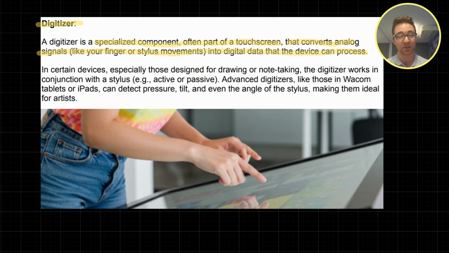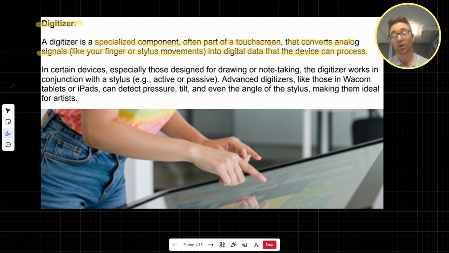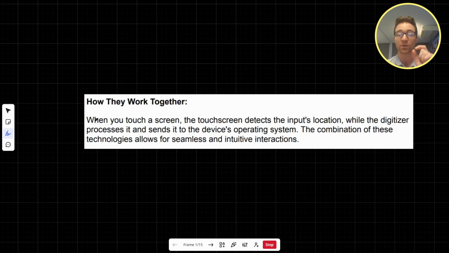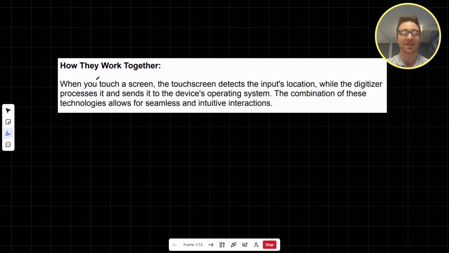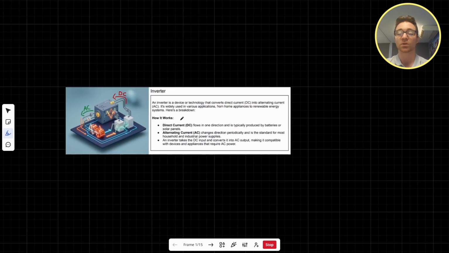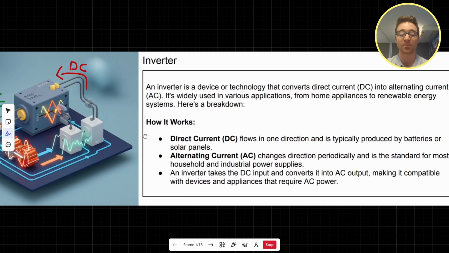We don't need to know the specifics. We don't need to know exactly what goes on to make that happen. We just need to know that a digitizer is what allows a touchscreen to in fact be a touchscreen and converts your finger touching or stylus pen touching to work. Okay, next one is just understand the fact that they do work together, right? You've got a touchscreen. The touchscreen is detecting the input's location, but the digitizer is what processes it and sends it to the device's operating system to actually make something of it. So these two work in tandem with one another. That's really important to understand, for your exam, 100%.